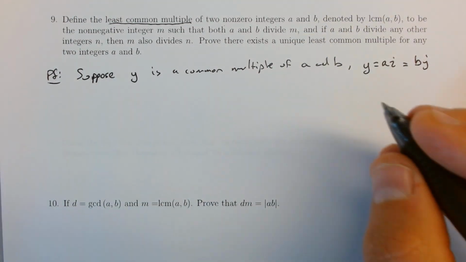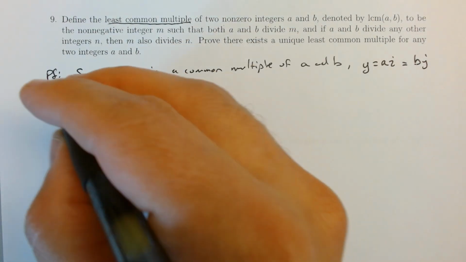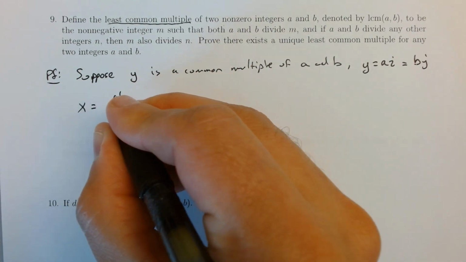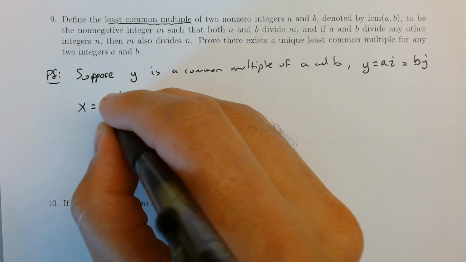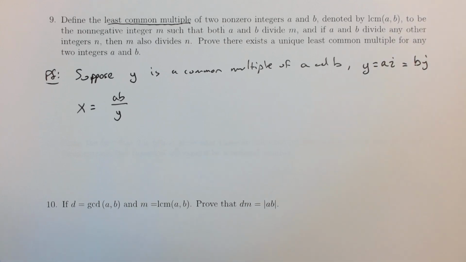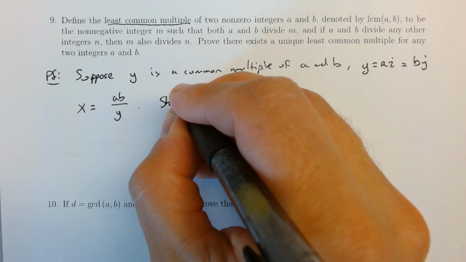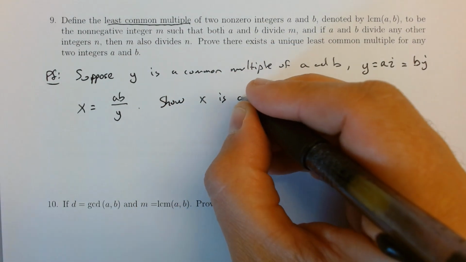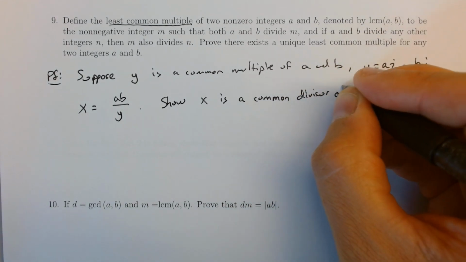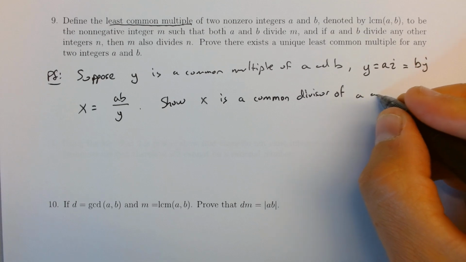Now, I'm going to essentially map y to some value x by dividing it by the product of a and b, so ab over y. So this is going to establish a one-to-one correspondence between common multiples and common divisors. So I'm claiming that doing this gives me a common divisor. So we want to show that x is a common divisor of a and b.